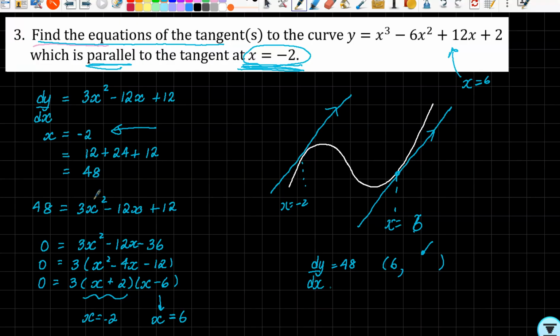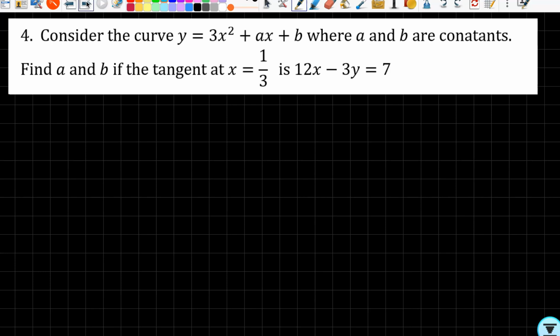Okay, and last one, consider the curve. Ooh, now we've got some constants in the mix. Find a and b if the tangent at x is 1/3 is this. Now, if this is my tangent, remember when an equation is in the form y equals mx plus c, this m value, the coefficient, is my slope. In other words, that is dy by dx.